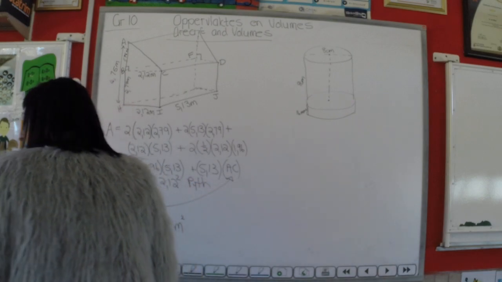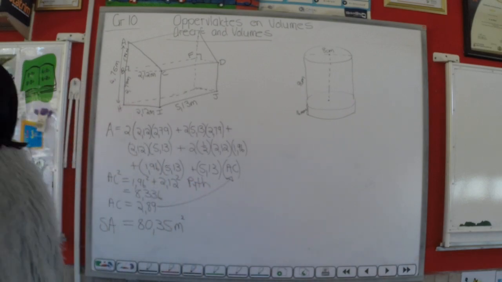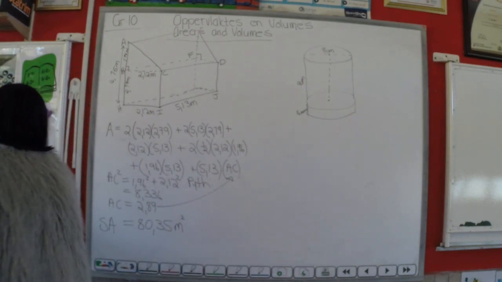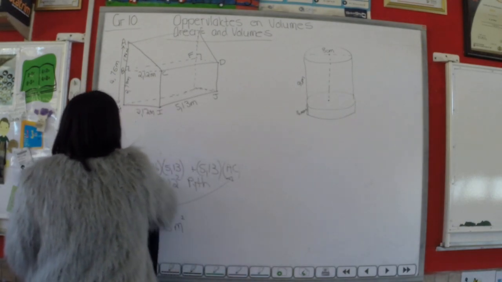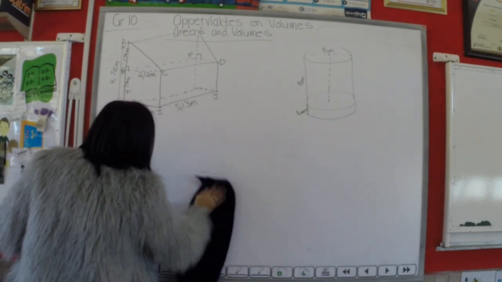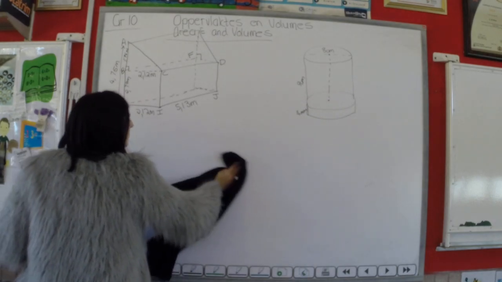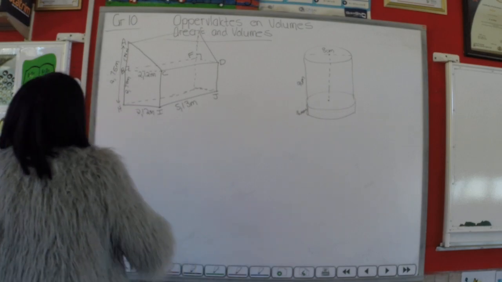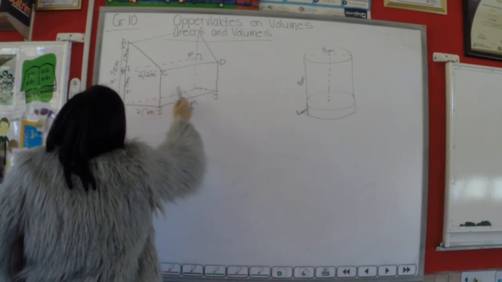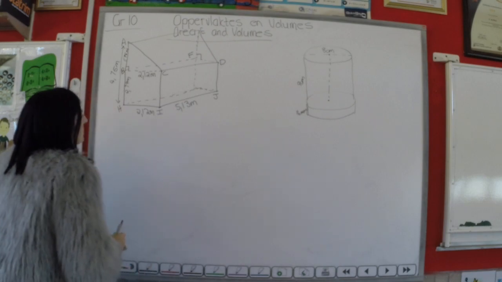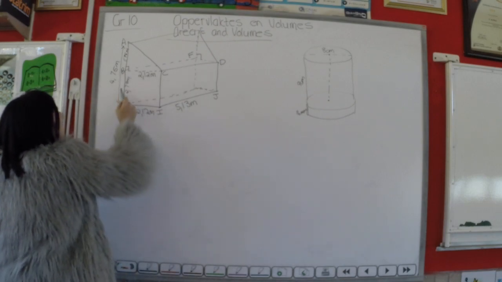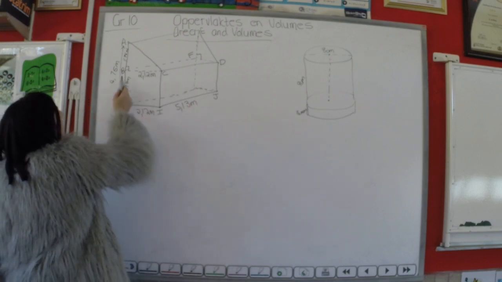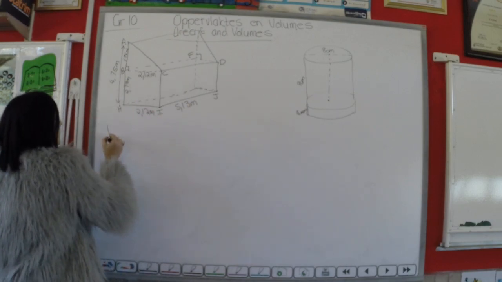Kom ons gaan kyk gou-gou na die volume. The volume of this figure. We've got the volume of the rectangular prism, die cuboid. Ons moet die volume van die cuboid by die volume van die driehoekige prisma tel. So kom ons gaan kyk eers na hierdie cuboid reghoekige prisma. Sy volume is sy lengte, breedte maal hoogte. So let's write that down.